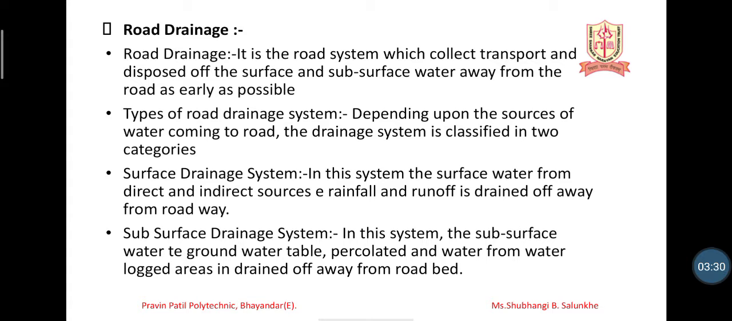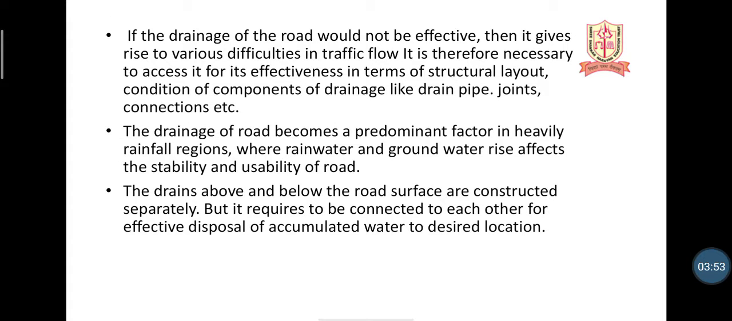Surface drainage is for water coming from rainwater or from the adjacent area along the road. In subsurface water, the water can be underground water, percolated water, or water from waterlogging. Now, if a drainage system is present, we see which difficulties are present.